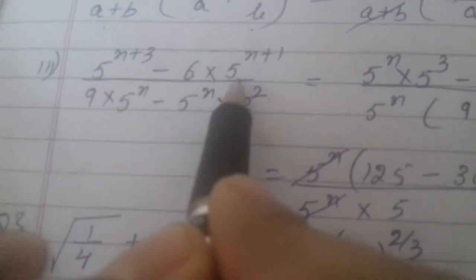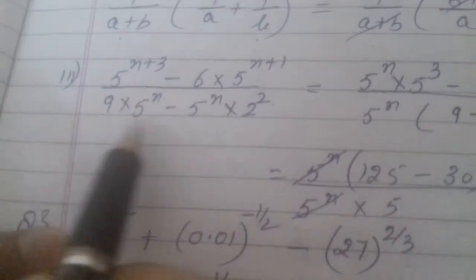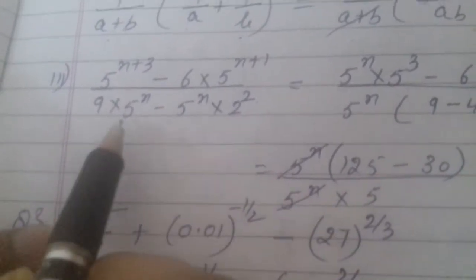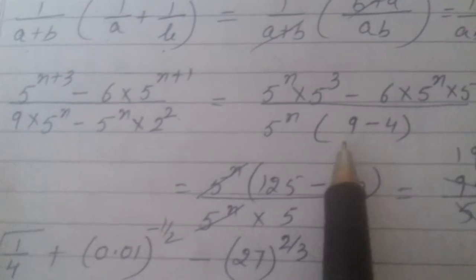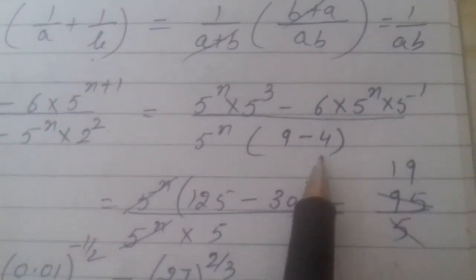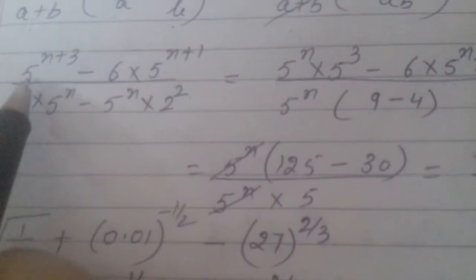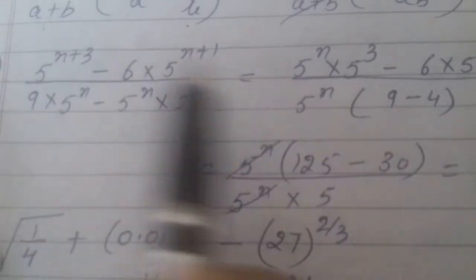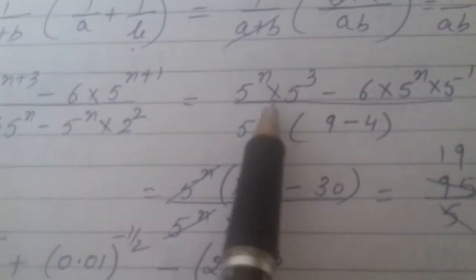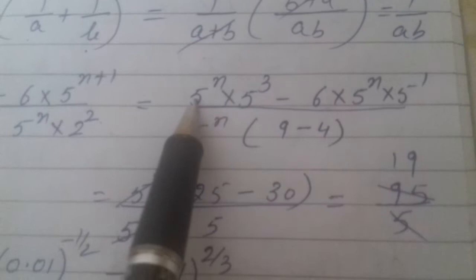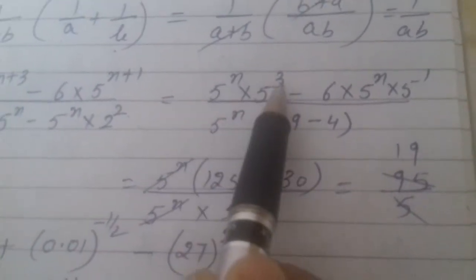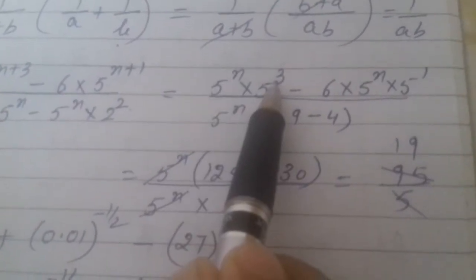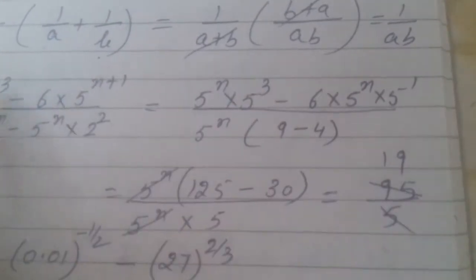Very important question children. See. In the denominator, I can take 5 power n common, which I have taken, and inside you are left with 9 minus 4. So how to solve this kind of problem? 5 power n plus 3 can be written as 5 power n multiply 5 power 3. Why? When same bases multiply, powers will add. It will become 5 power n plus 3, same.